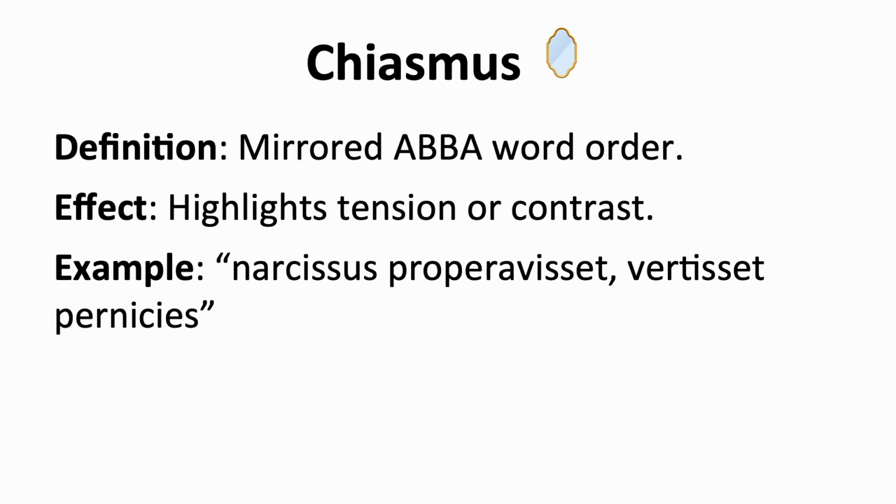Now, chiasmus is a mirrored structure, A, B, B, A. It often marks a turning point or contrasts two different ideas. When Tacitus writes Narcissus properavit, vertisset pernicies, he's showing that if Narcissus hadn't acted first, destruction would have turned on him. So the mirrored order reflects the reversal of fortune that could have happened. Now, in a chiasmus, the A's and the B's could be anything, right? The A's could be two nouns, the B's could be two verbs. It's just about the mirroring and the reversal of a normal structure.